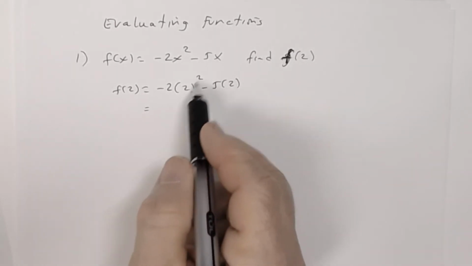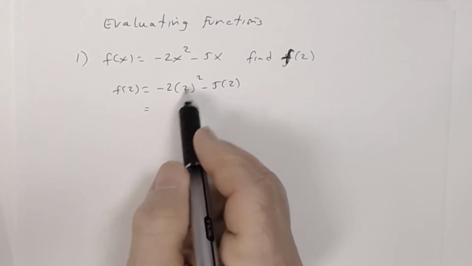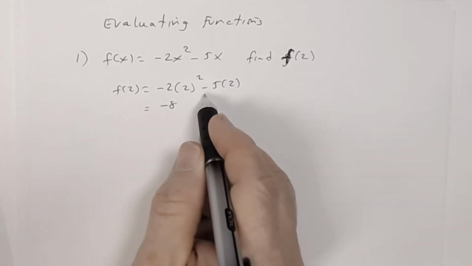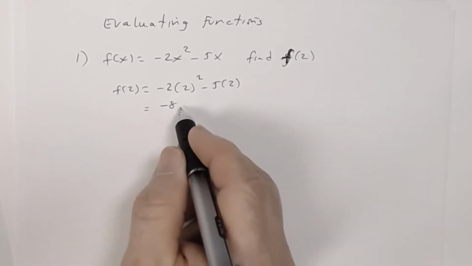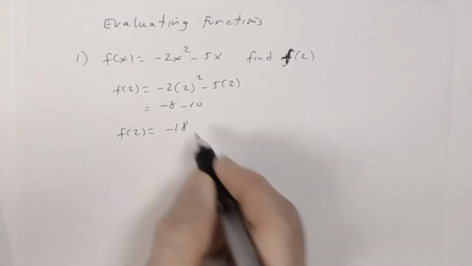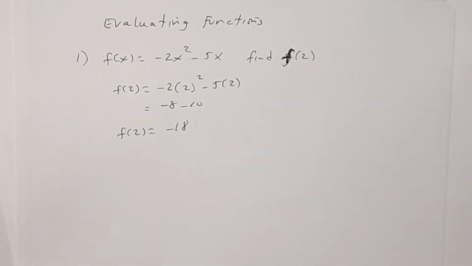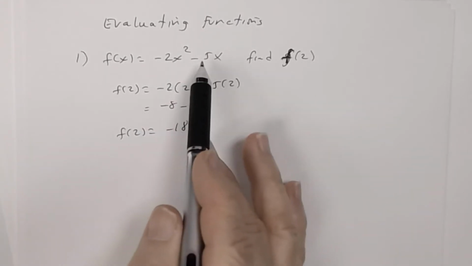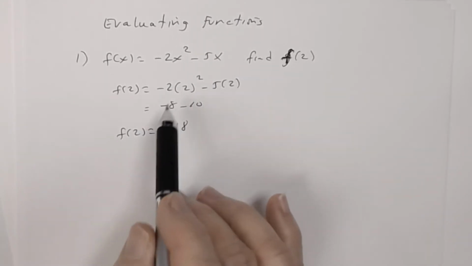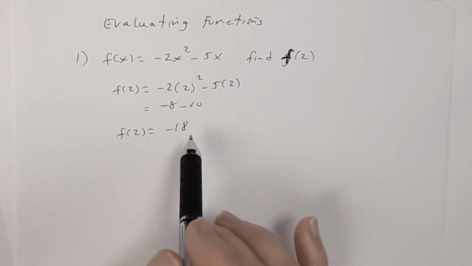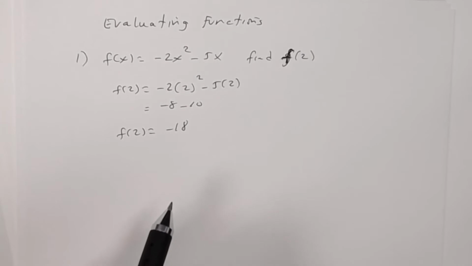Okay, order of operations, I have to square before multiplying. So 2 squared is 4. 4 times negative 2 is negative 8. And then negative 5 times 2 is negative 10. So f of 2 equals negative 18. Okay? All right, so that means if you were looking at the graph of this, when x is 2, y is negative 18. So that means the point (2, -18) would be on that graph. All right, so that's one of the things that means.